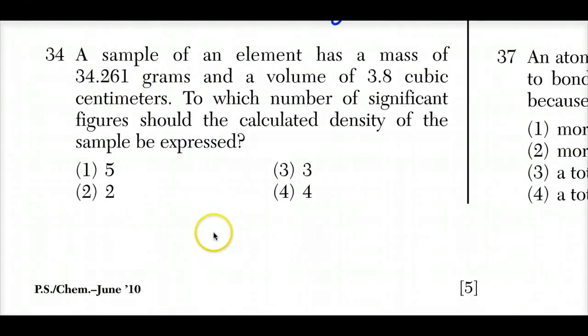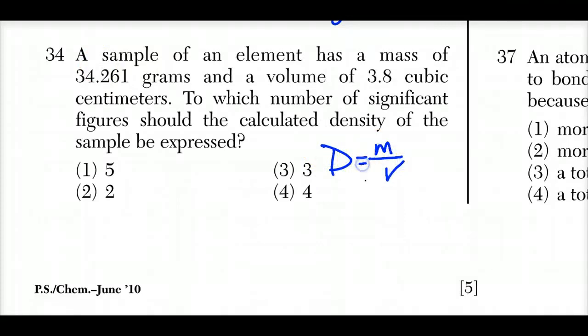A sample of an element has a mass of 34.261 grams and a volume of 3 cubic centimeters. To which number of significant figures should the calculated density of the sample be expressed? Well, density is mass over volume.